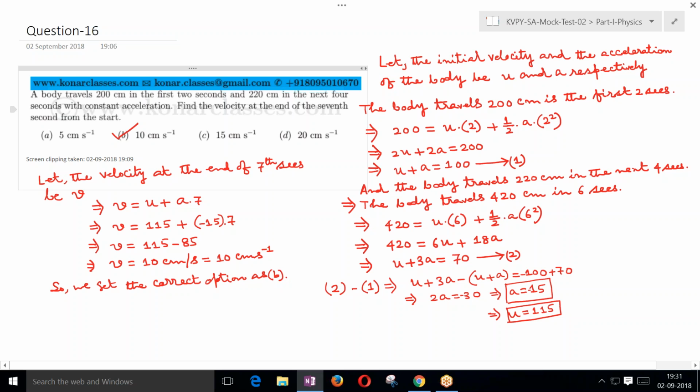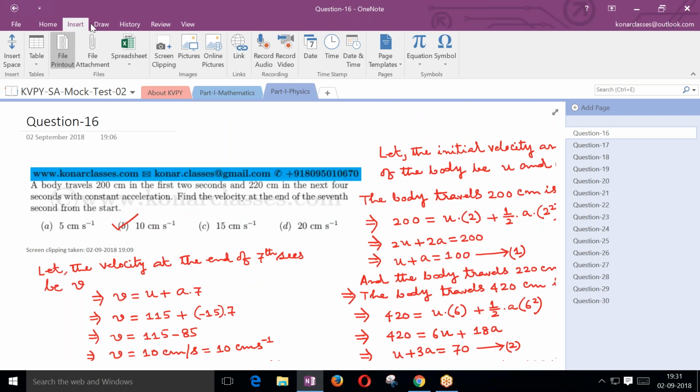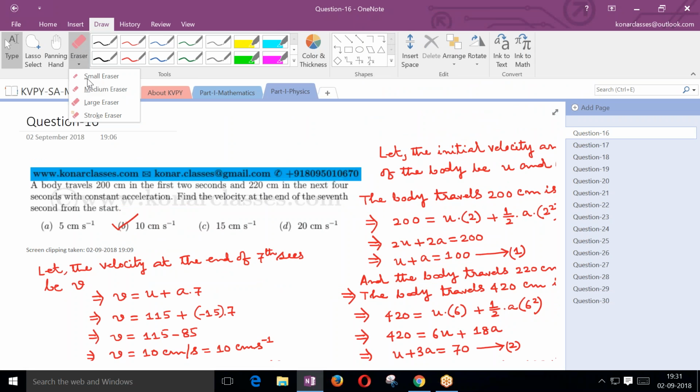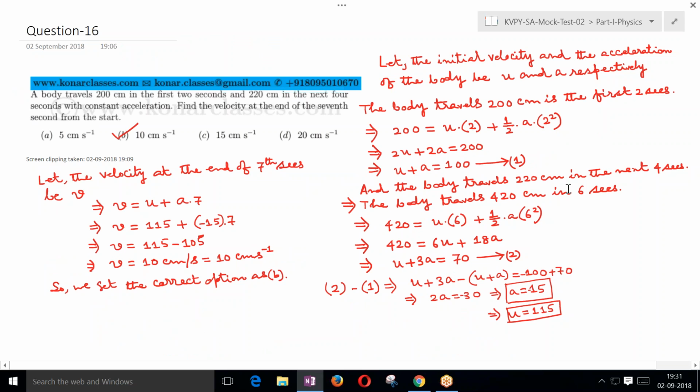You are correct. Exactly. I made a small typo during computation. Thanks, whoever detected this. It should be 105. Thank you very much. Okay, I hope things are clear and we can proceed to the next question.